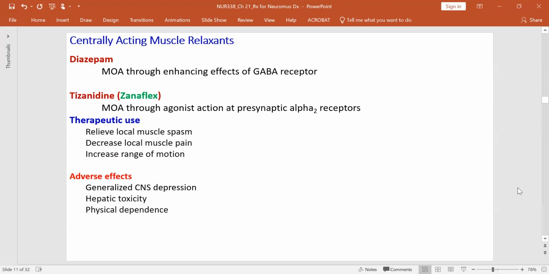So diazepam, the mechanism of action is through enhancing the effect of the GABA receptor in the brain. Tizanidine or Zanaflex, the mechanism of action is through agonist action at the presynaptic alpha-2 receptor. So it's an alpha-2 receptor agonist, centrally acting in the brain as well.